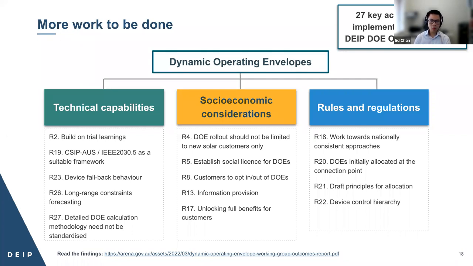Information provision is quite important. If you look into the report, we have a chapter dedicated to the consumer journeys and the various information that consumers would need, from when they first purchase solar panels to considering whether they would opt into a DOE approach. And lastly, again, Marie talked about this, we need to consider this in the realm of benefits for all customers and not just for those who have the ability to opt in. With that, I'll stop here and hand over to Craig.